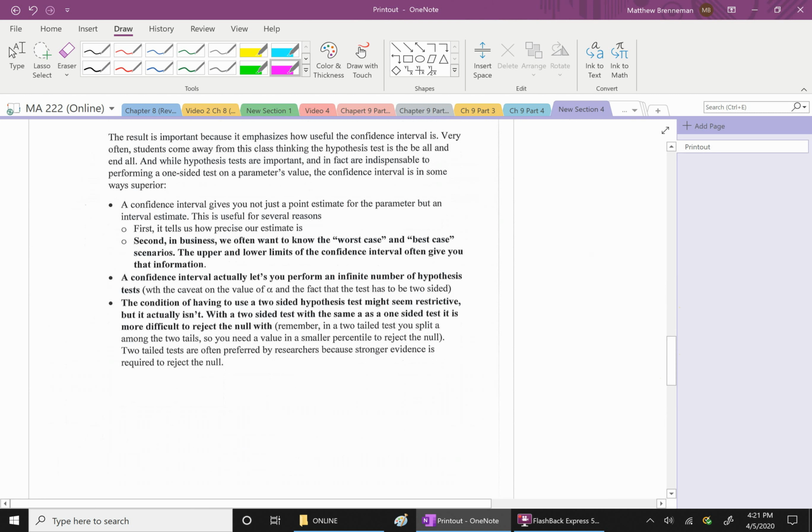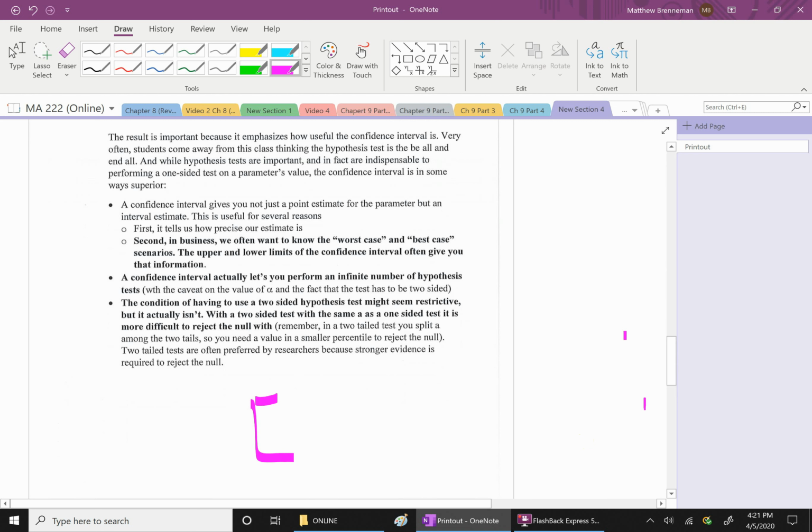So this is a kind of useful thing, all right? The fact that a confidence interval lets us perform two-tailed hypothesis tests if we use a significance level that's 100% minus the confidence level. Now, there is another very important use of confidence intervals, which is it gives us best case and worst case scenarios.